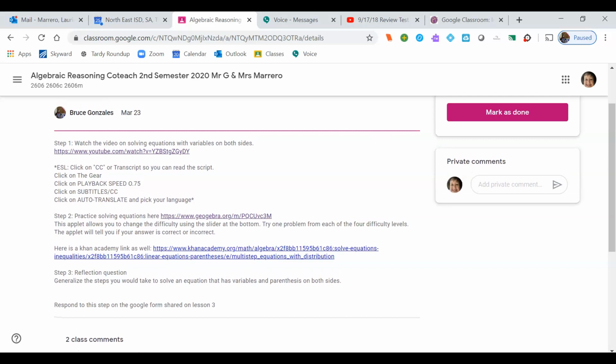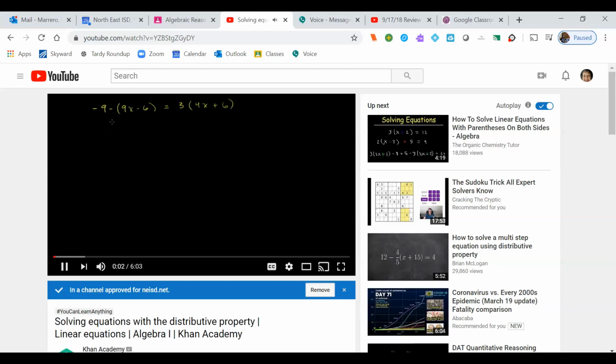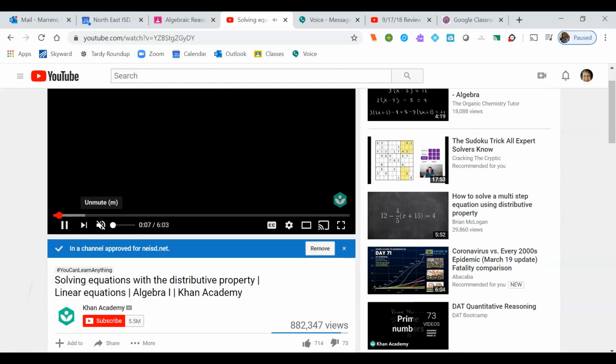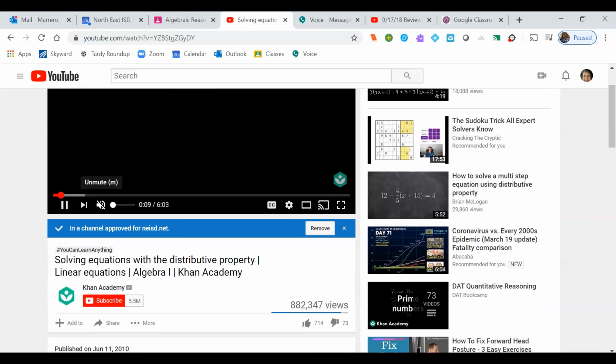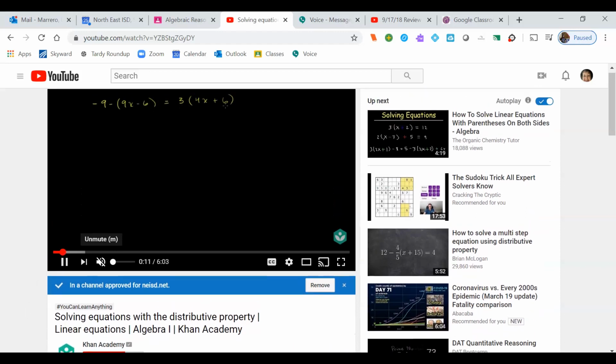Step one. What does it say? Watch the video on solving equations with variables on both sides. Okay, so that's what you got to do. Click that link. I'm gonna mute that, but you have this video, right? It's a Khan Academy video, solving equations with distributive property. Okay, you can make it as big as you need to do. But you're gonna be reminded on how to do this.